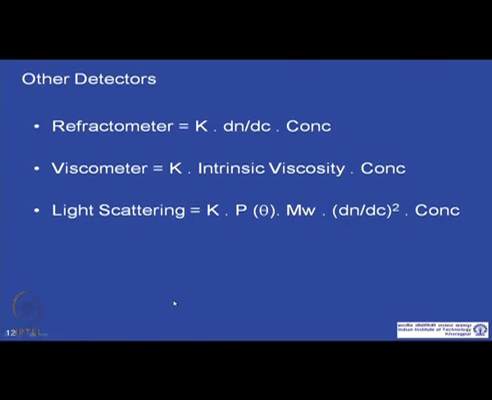Now, there are other detectors which can be used. Nowadays modern GPC equipment use a viscometer, which can detect the intrinsic viscosity online in real time, and a light scattering detector, which can determine the weight average molecular weight online, which basically gives us the scope to find out this molecular weight distribution in actual sense.